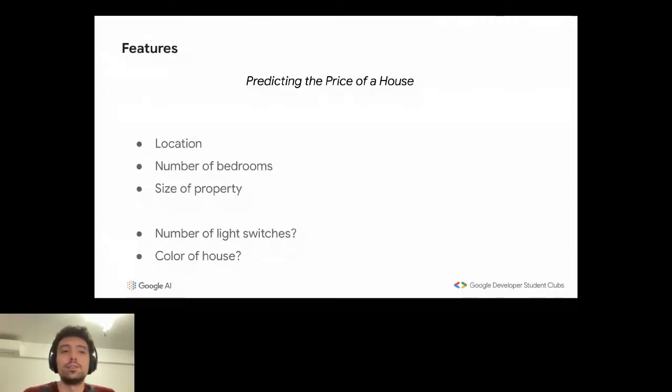So maybe we also want to include the size of the house in our model. And then if we only have these two features, then perhaps we have a very big house that has maybe no furniture in it, and another one that is very well furnished with very valuable furniture. And so maybe that's also very important to know, right? But perhaps there are some features such as the number of light switches or the color, which is important to predict the price of a house.